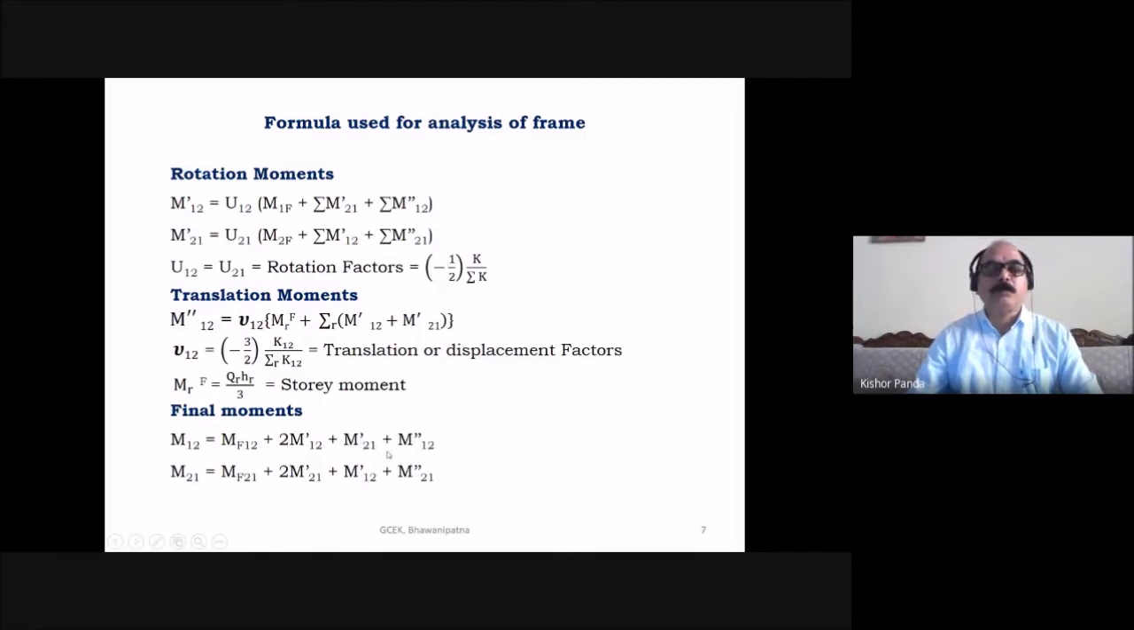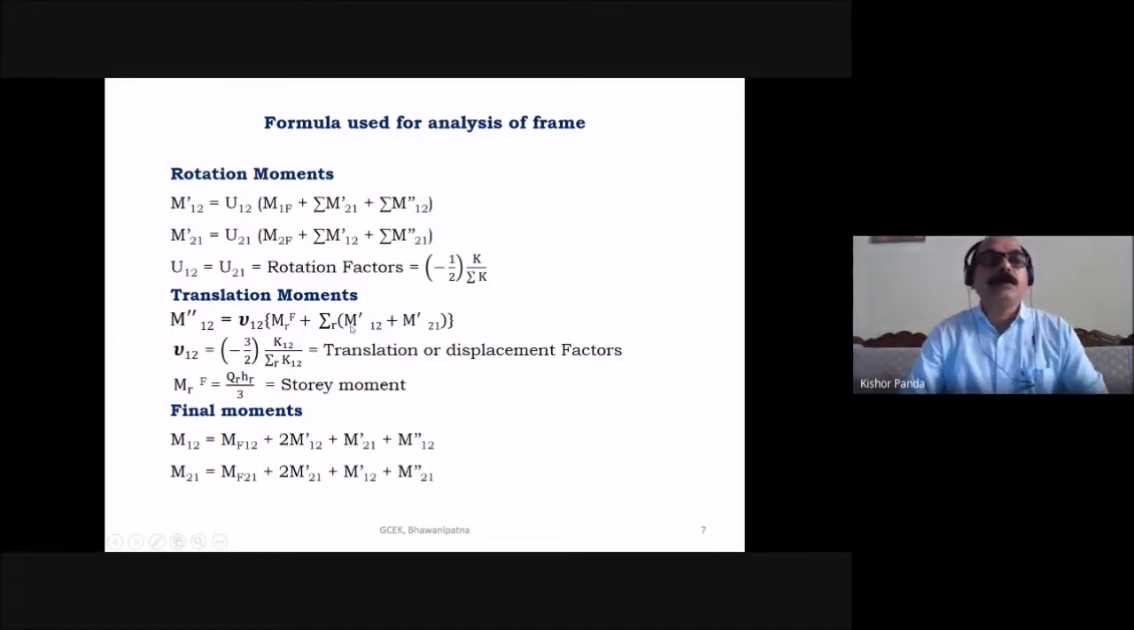But for a horizontal member, you have to take only up to the rotation moment. For a horizontal member, when you find out the final moment, you have to take only up to this one. The translation moment is not applicable for a horizontal member when you find out the final moment. So these are the formulas you have to use for getting the rotation moment and translation moments.